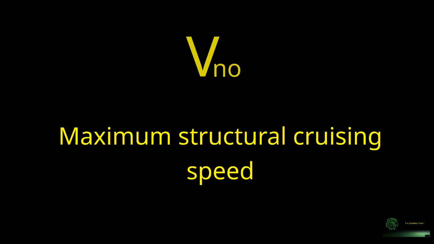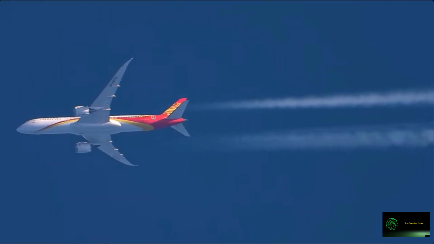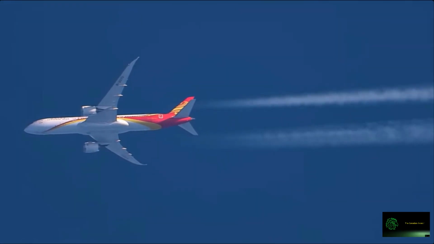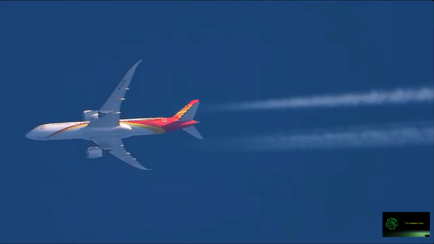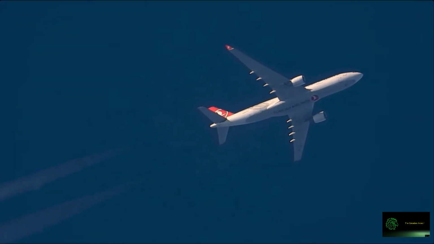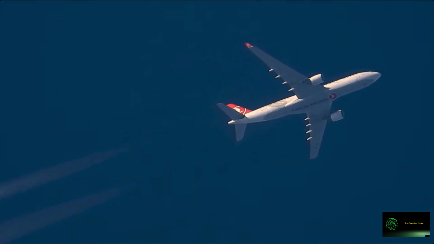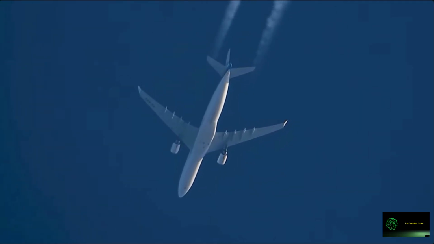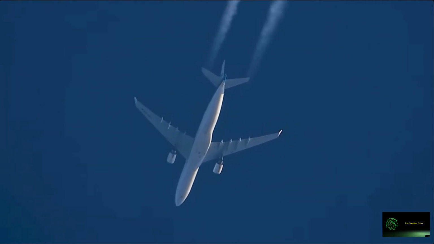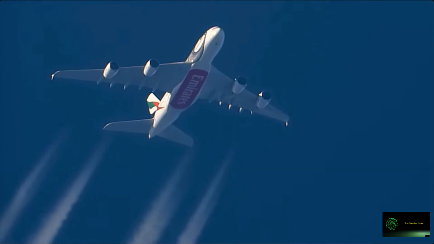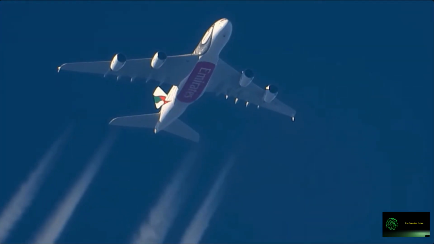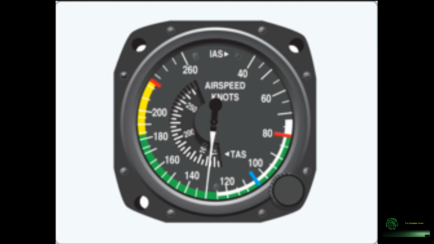VNO – Maximum Structural Cruising Speed. It's the highest speed at which an aircraft can be safely flown in smooth air. It marks the upper limit of the normal operating range. Above VNO, the aircraft may be exposed to structural stress if it encounters turbulence or abrupt control inputs. On an analog airspeed indicator, VNO is shown as the top of the green arc.